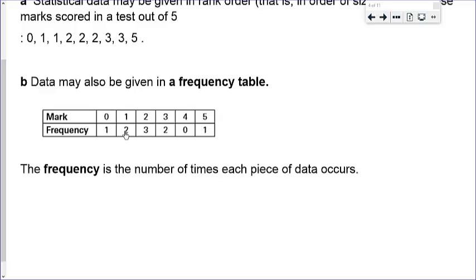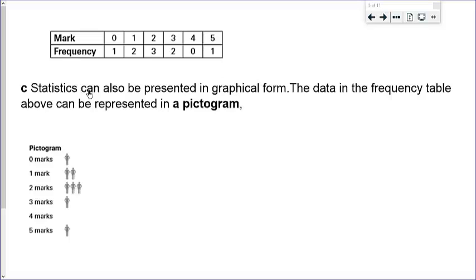Now do not confuse the frequency with the marks. Take note of that. The frequency is the number of times each piece of data occurs. Now statistics can also be represented in a graphical form. The data in the frequency table above can be represented in a pictogram.